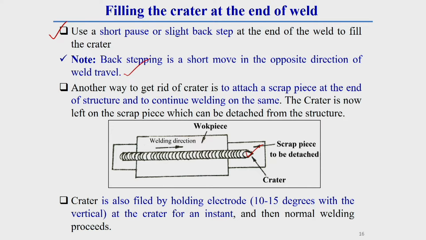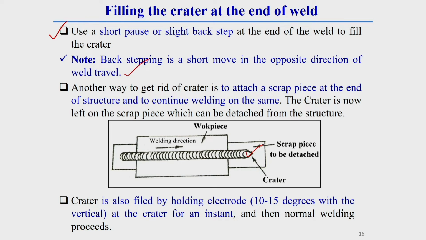To make the welding continuous, at the beginning and at the end, two scrap materials are generally used. That means welding starts from a scrap material, continues to the main workpiece, and after that continues to another scrap material. After that you can remove the two scrap materials and get a very good, continuous weld quality. So, this is another method to eliminate the crater in the SMAW process.